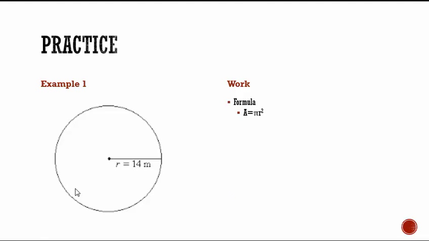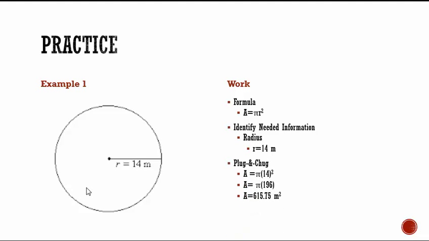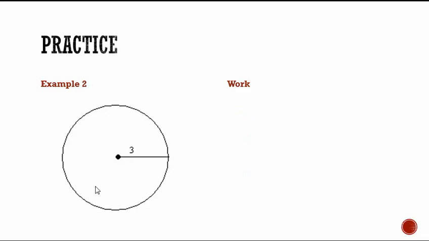We're going to identify our formula, pi r squared, identify our radius, which is 14 meters, plug it in, and solve. It becomes pi times 14 squared, which is pi times 196, because 14 squared is 196. So when I multiply that together, I get 615.75 meters squared. So moving on, see this is really easy.